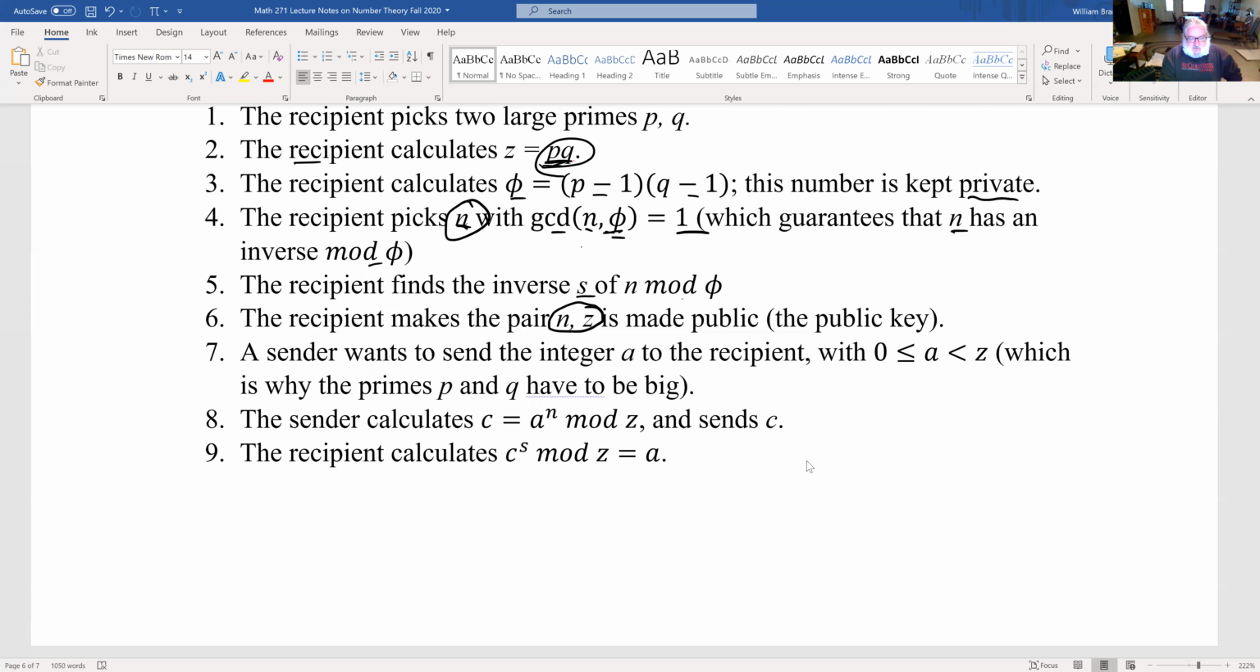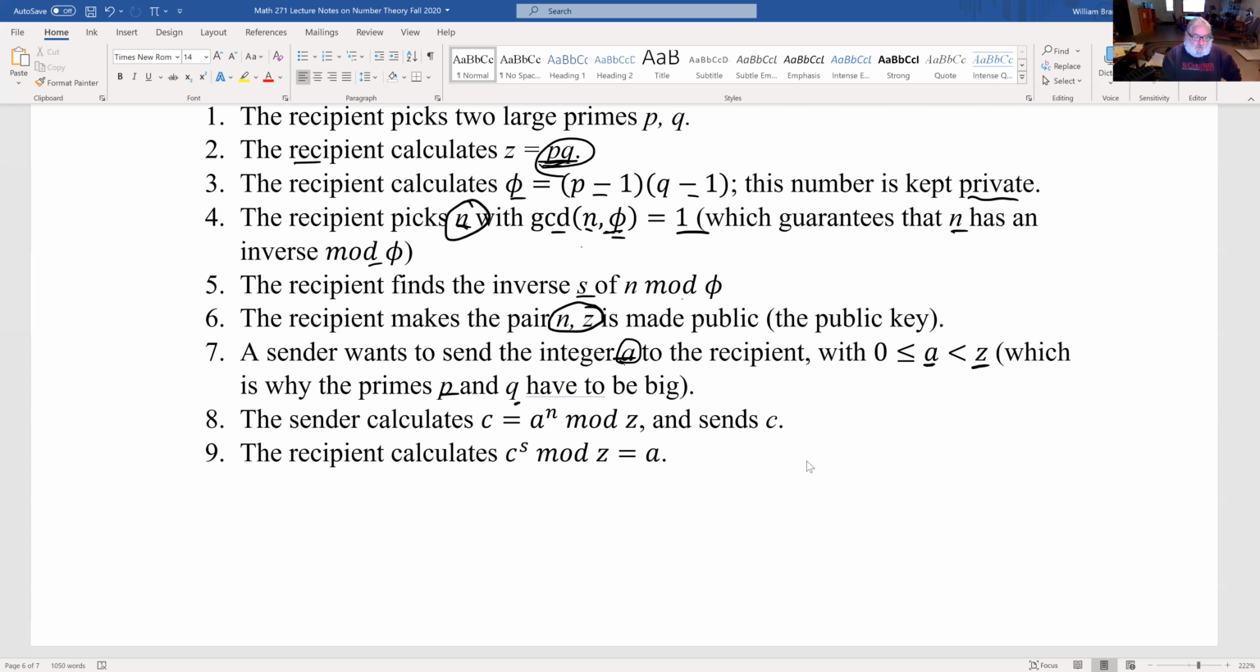So a sender wants to send an integer to the recipient. So you want to send me the letter A, whatever it is, that's your encoded thing. You need to have A less than Z, right? Which is why P and Q have to be big, because if you want to send a long message, you can only send as many digits as P times Q. But you can always break it up, I guess, if you're actually doing it.